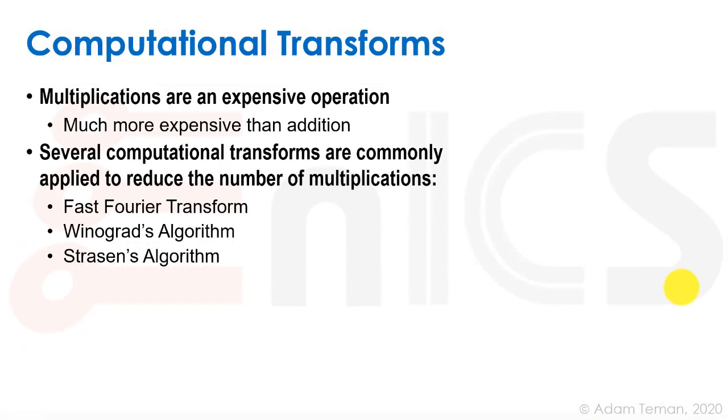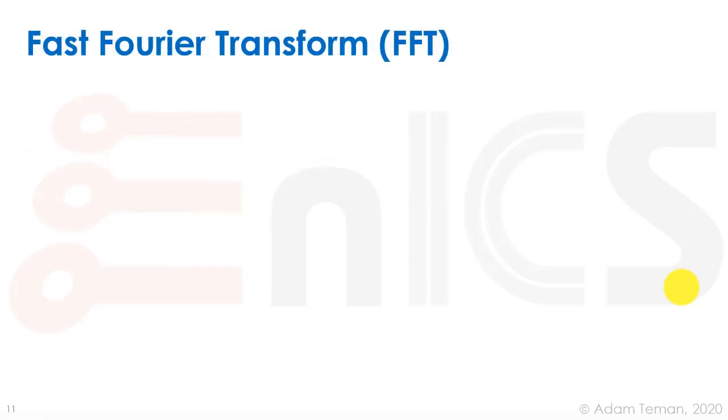Multiplications are a very expensive operation. They're much, much more expensive than additions. And so what is often done is we apply some computational transforms to our matrices to get less expensive operations, or more additions than multiplications. The three that I'm going to discuss are the fast Fourier transform, or FFT, and then Winograd's and Strassen's algorithms. So let's start with the fast Fourier transform.